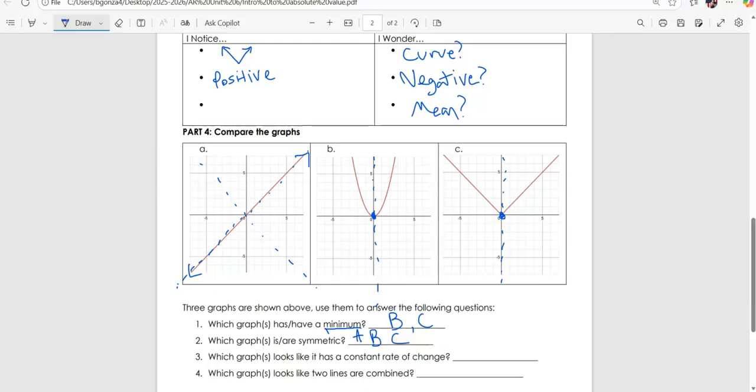Which graph looks like it has a constant rate of change? Whenever you see constant, that is linear, okay? And the constant rate of change is only A. C is constant, but then it changes, and that change makes it not constant. Which graphs look like two lines are combined? Well, A is one line, but two separate lines looks like C, right?